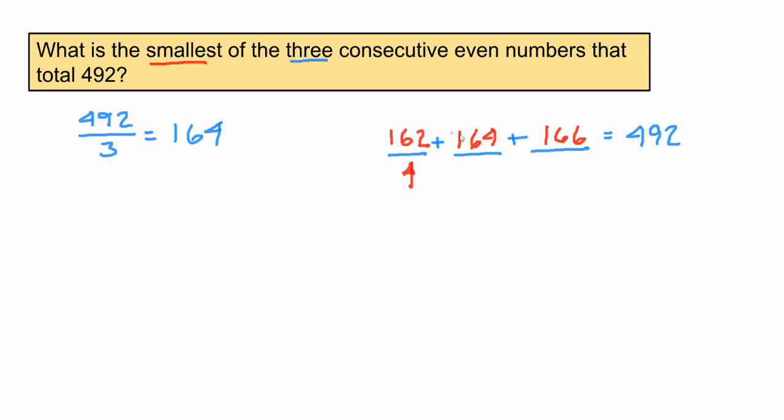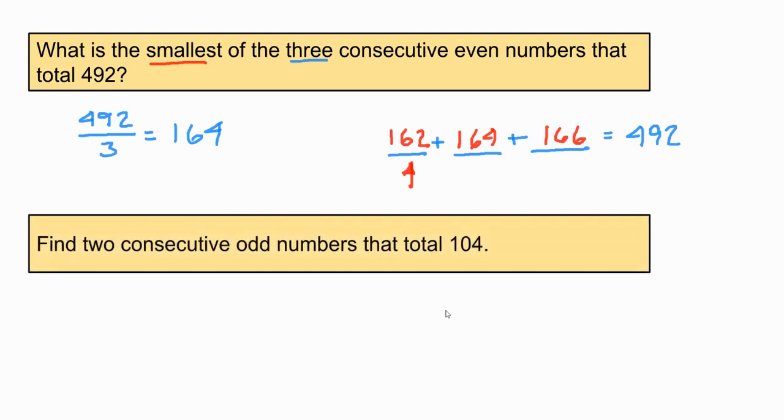Now this works perfectly when there are an odd number of integers that we're looking for the solution for. When there is an even number, it's a slightly different solution. So let's take a look at that. Find two consecutive odd numbers that total 104.